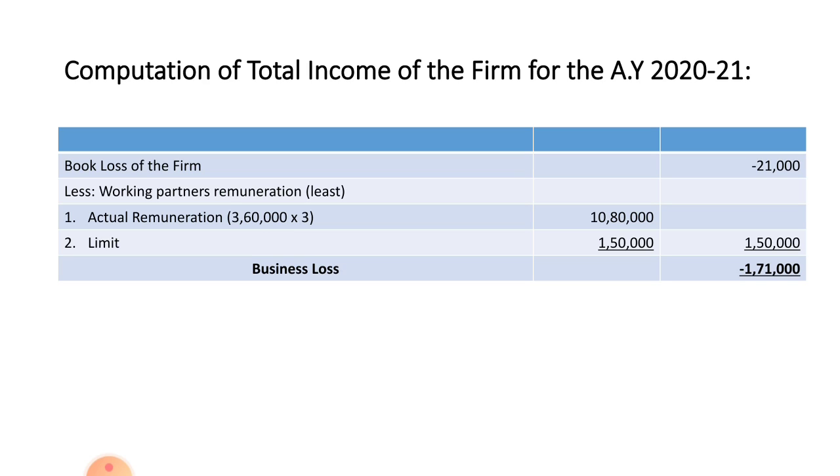Now, you are increasing the expense by paying working partners' remuneration. So, the business loss amounts to rupees 1,71,000. So, this is the problem relating to computation of book profit or book loss and total income of the firm. In the exam, they may ask this type of problem in section A or section B. Let us solve a 24 marks problem from the next session onwards. Thank you.